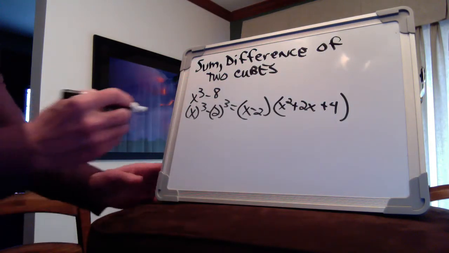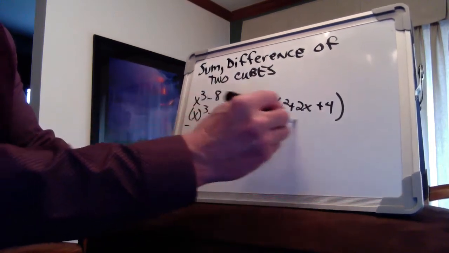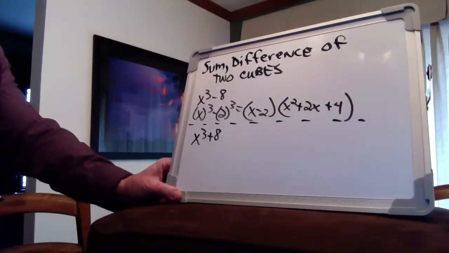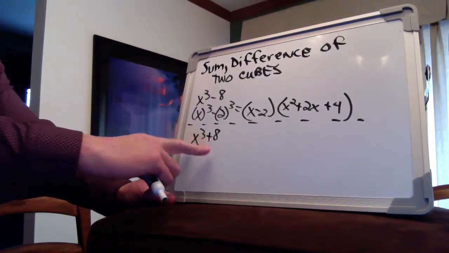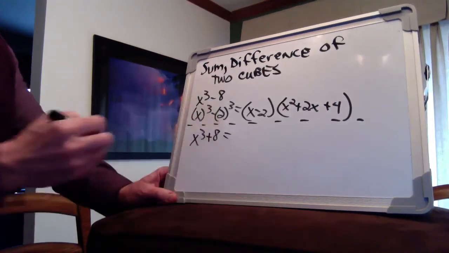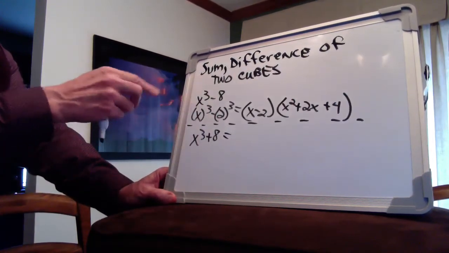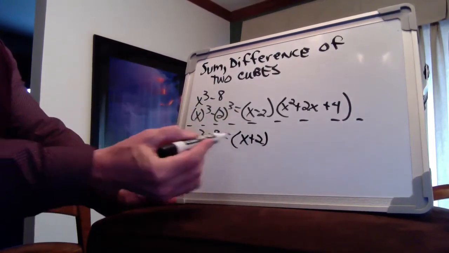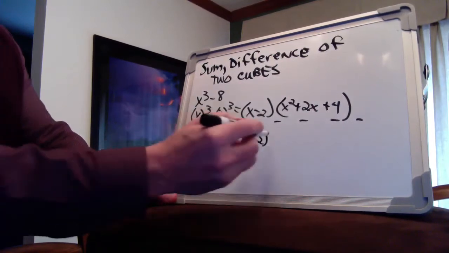Right now, let's say I have x cubed plus 8. So I still have two perfect cubes, but now it's plus. The only thing that is different compared to this is the plus sign goes with the first term.